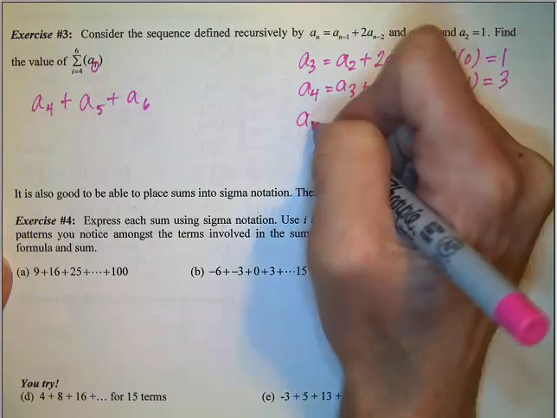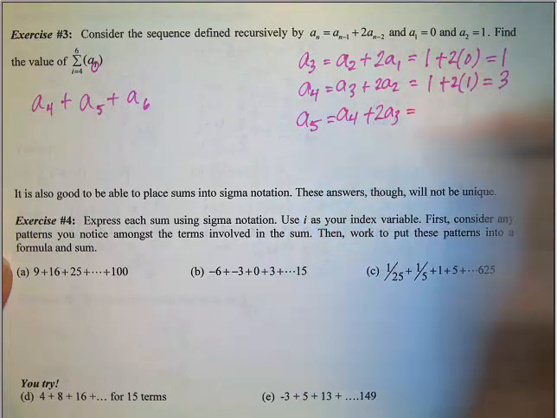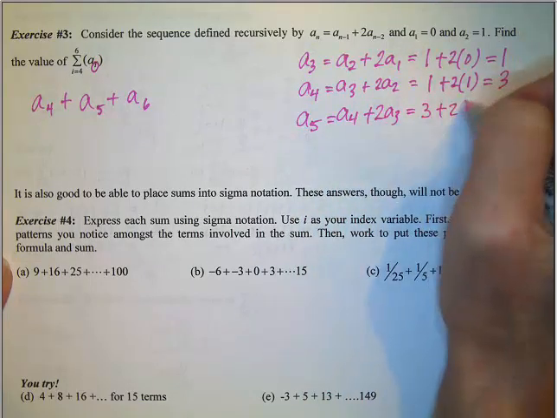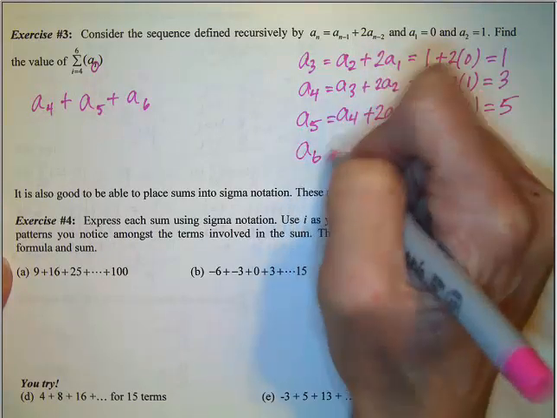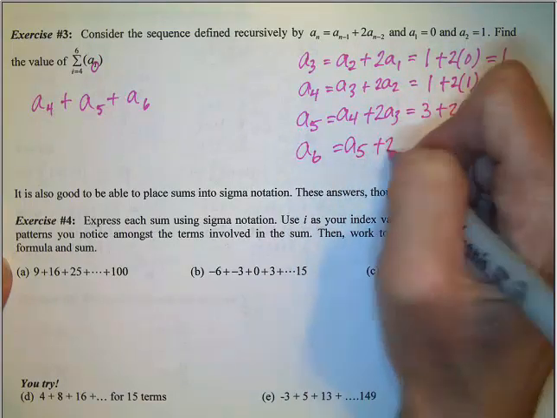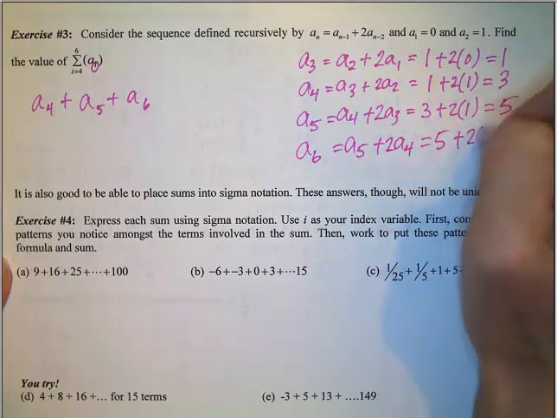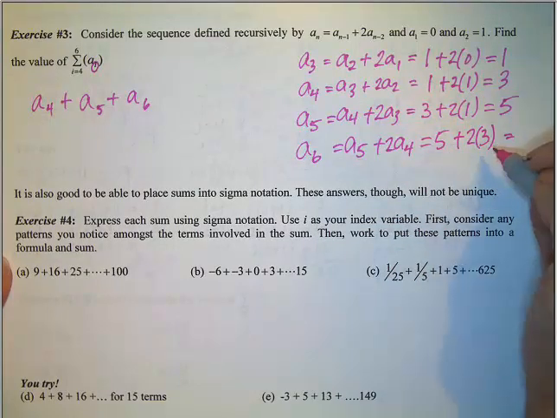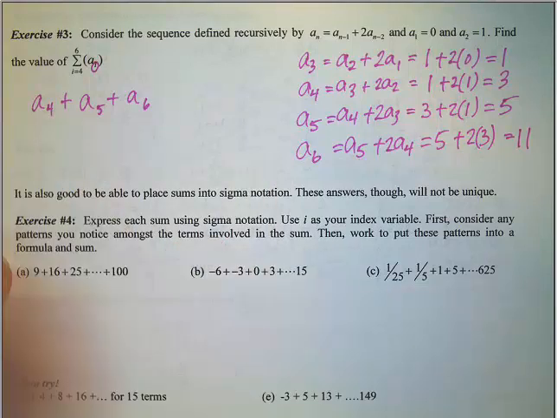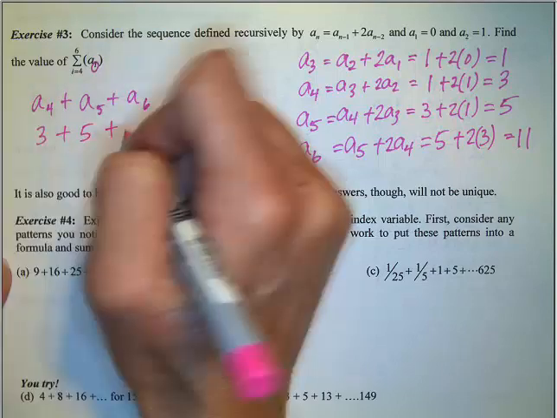The 5th term is the 4th term plus 2 times the 3rd term. So the 4th term is 3 plus 2 times the 3rd term, which is 1. And the 6th term is the 5th term plus 2 times the 4th term. So the 5th term was 5 plus 2 times the 4th term, which is 3. So my answer is 11. So the 4th term is 3, the 5th term is 5, and the 6th term is 11.